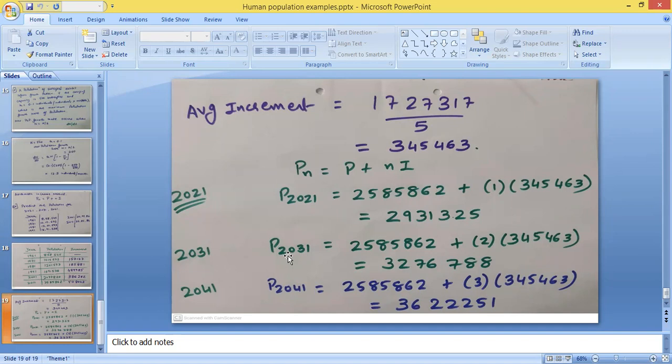For 2031, again the last recorded population was this only, so I have written that. But how many decades have passed since then? Two decades, and the average incremental value is also the same. So the total value is this much. Again in the case of 2041, it is the same, but here three decades have passed, so 3 into this value. The total comes out to be this much. So for 2021, 2031 and 2041, the answers are mentioned here. Any doubt, then quickly tell me, or you just copy it down.